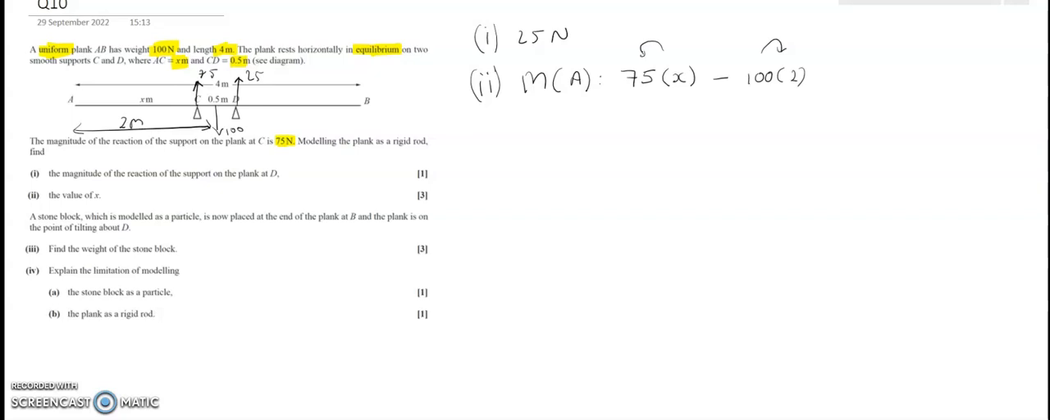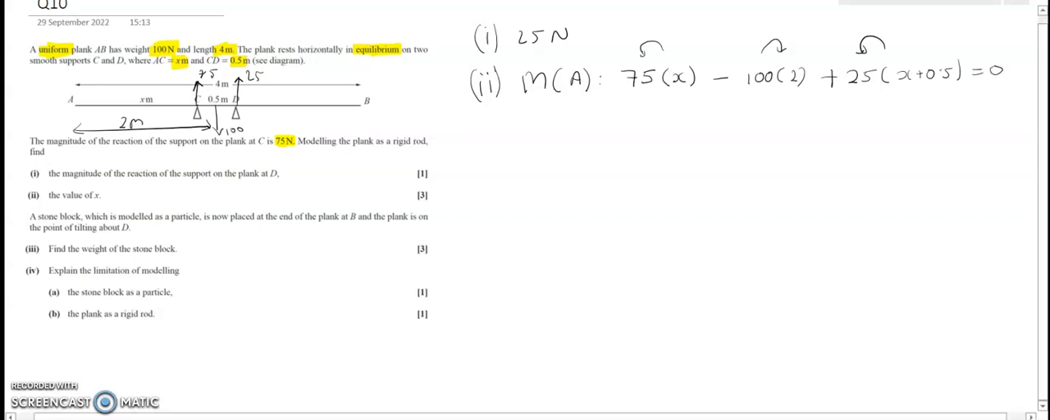And finally, I've got my 25 newton force. Now the 25 newton force acting upward is going to turn it in an anti-clockwise direction. And I had anti-clockwise as positive, so that's positive. 25 times my distance from D to A, which is X plus 0.5. And that's all equal to 0.